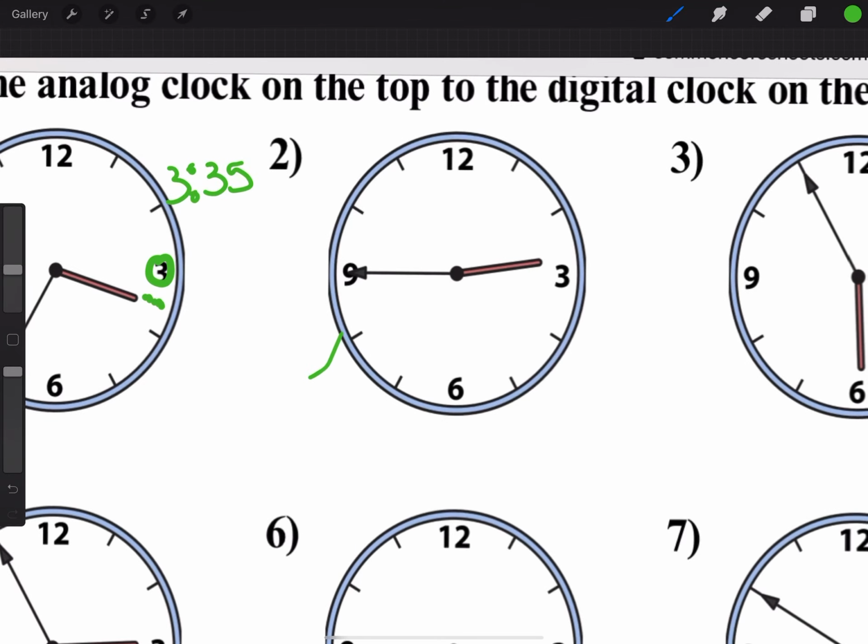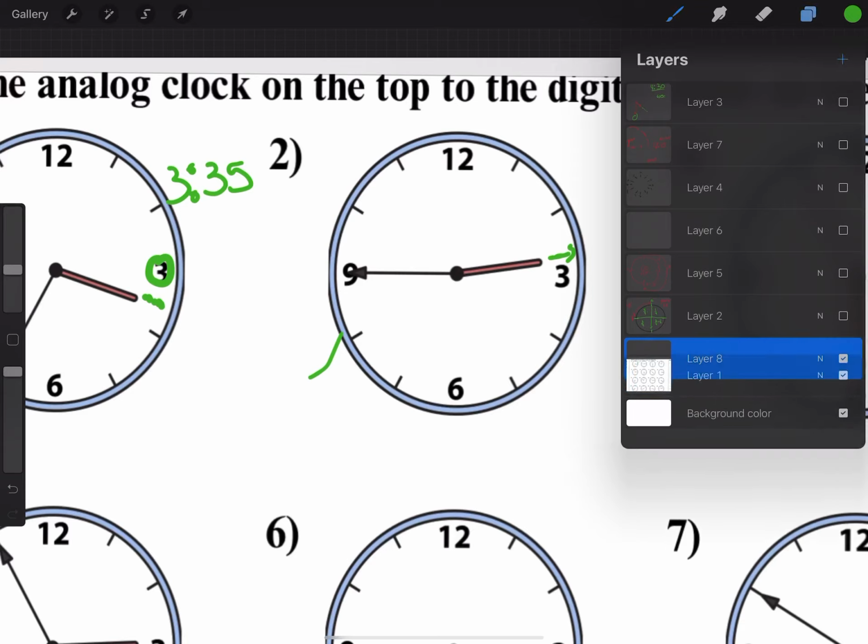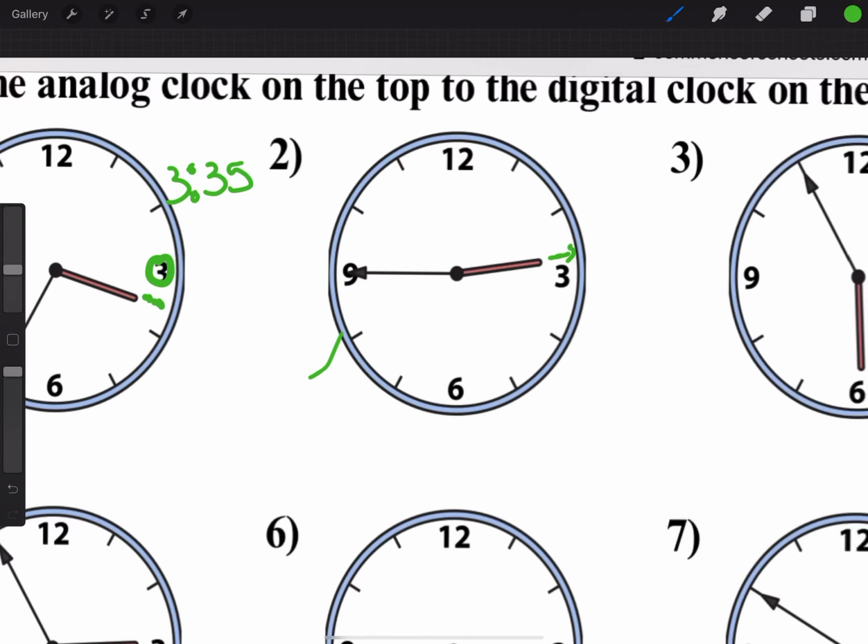Here, now we're not at the 3 this time. Look at that. Not quite at the 3. So we are close, though, to being at the 3. But we're not quite there. So that means we're going to be at 2 o'clock. And we're all the way over at the 9.